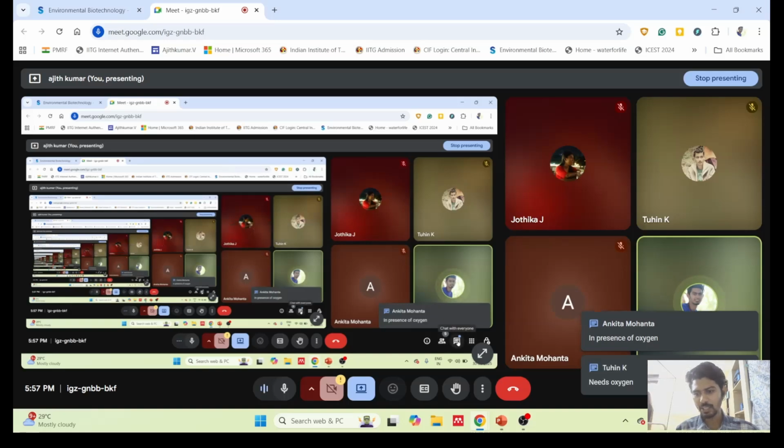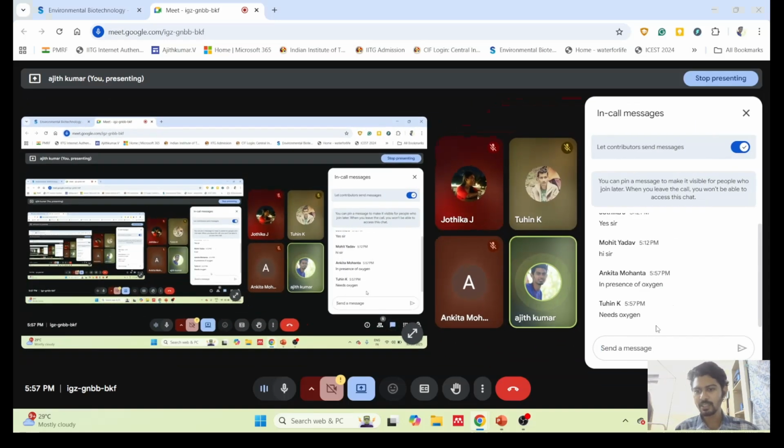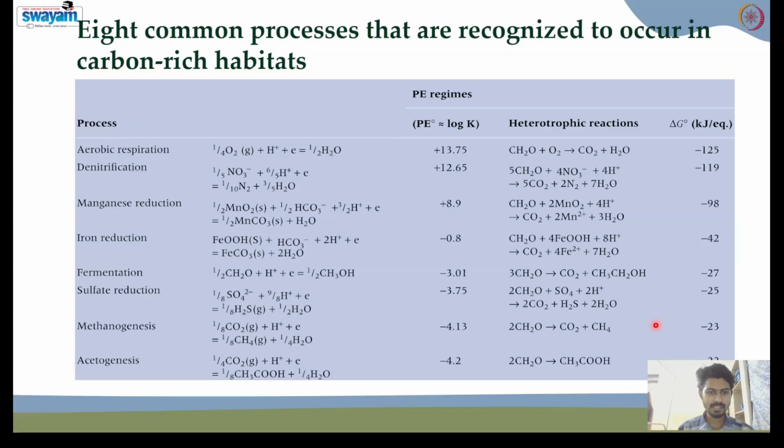Yes, Ankita, you are right. Aerobic process means a process that occurs in the presence of oxygen. So it will use oxygen as an electron acceptor and convert it into water. And if you observe the PE value, it is positive, and more importantly, if you observe the del G, it is highly negative, minus 125.